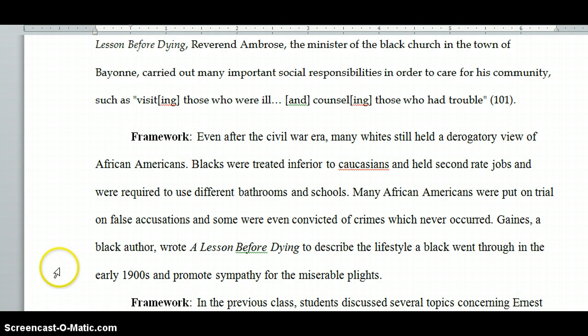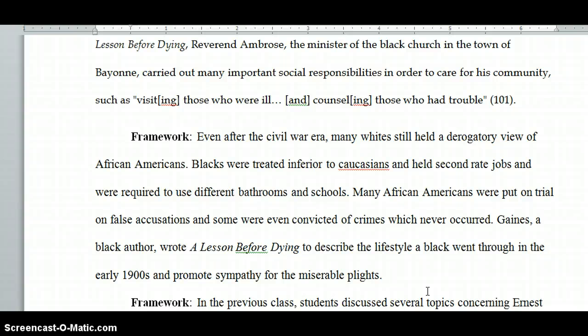Our second example is even shorter. Basically here in just a couple sentences, it describes the discrimination against African Americans during this time period. They had to use different facilities, for example. They were put on trial for crimes which never occurred. And we go into the last sentence. Gaines, a black author, wrote A Lesson Before Dying to describe the lifestyle a black person went through in the early 1900s and promote sympathy for their miserable plights. Okay, so this would be effective as well.